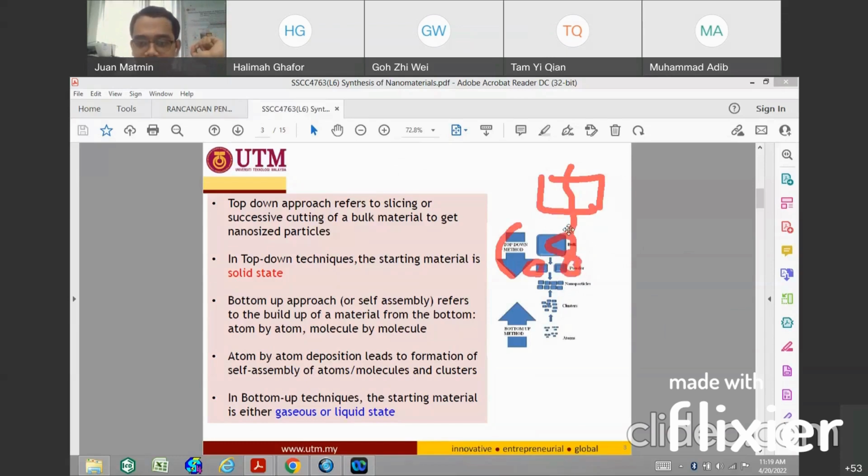So lepas dia jadi powder ni, kita jadikan dia particle, kecil daripada particle is clusters and atom. This is how we look at the top down approach.